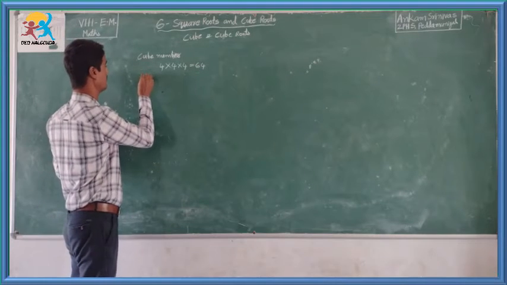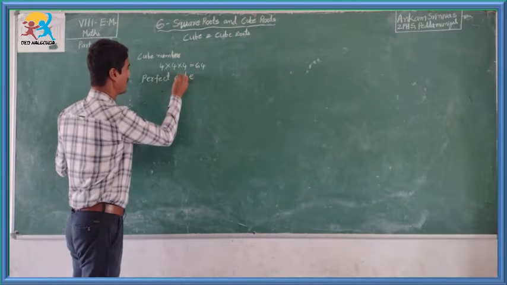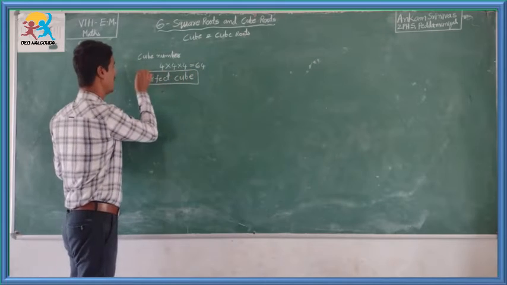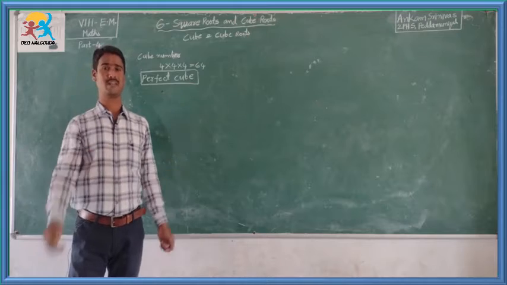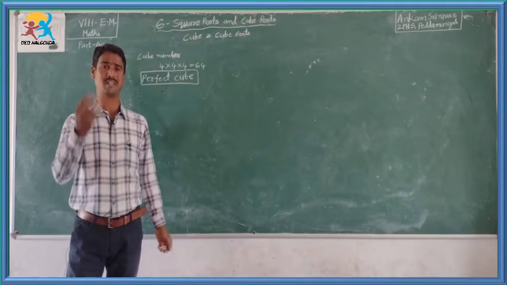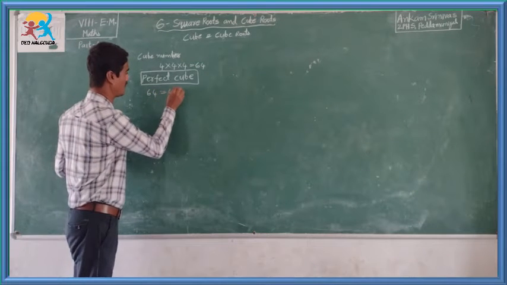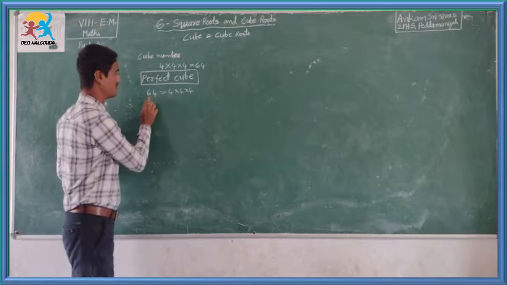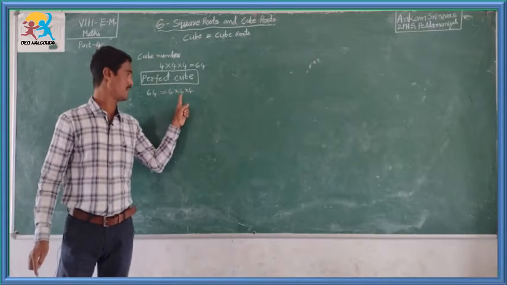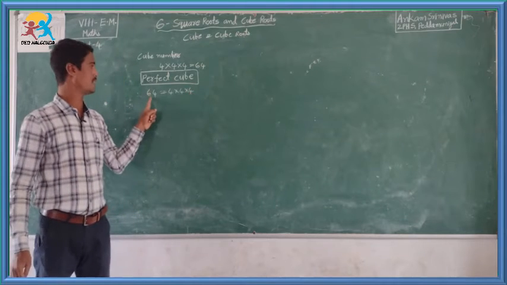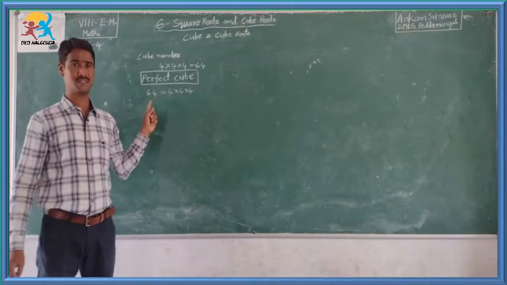Perfect cube. What is the meaning of perfect cube? A number which can be written as a product of 3 same numbers, or a product of 3 equal factors. That means 64 can be written as 4 into 4 into 4. So 64 is written as a product of 3 same numbers, so 64 is a perfect cube. Give some more perfect cube numbers.